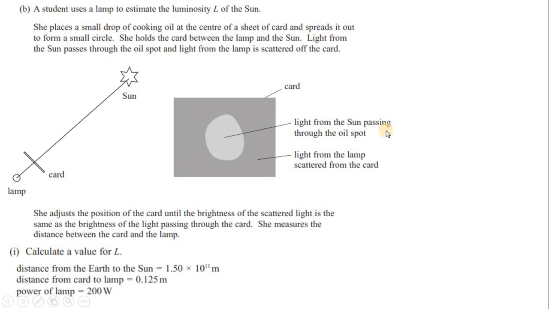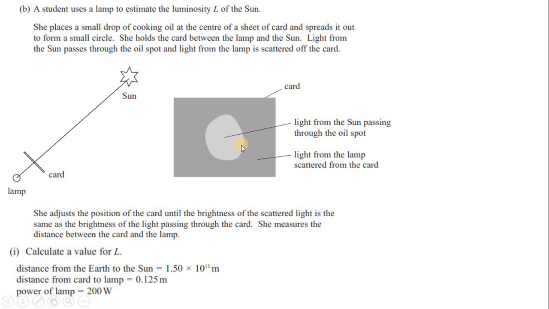A student uses a lamp to estimate the luminosity L of the sun. She places a small drop of cooking oil at the center of a sheet of card and spreads it out to form a small circle. She holds the card between the lamp and the sun. Light from the sun passes through the oil spot and the light from the lamp is scattered off the card. So this is the card.